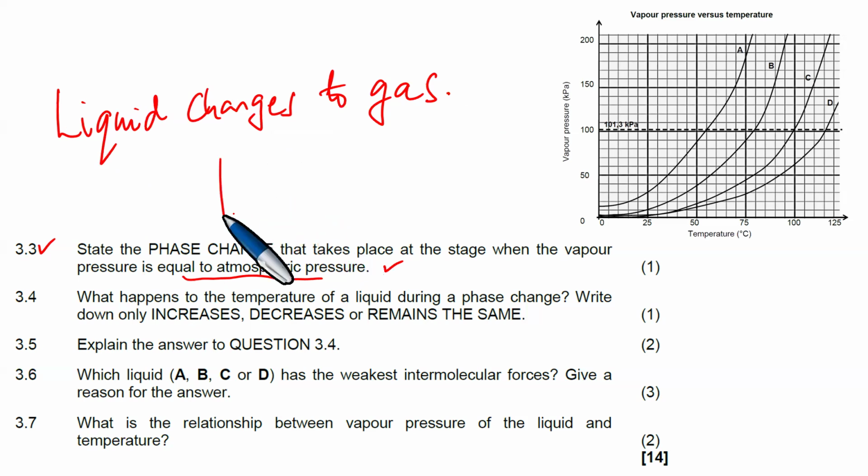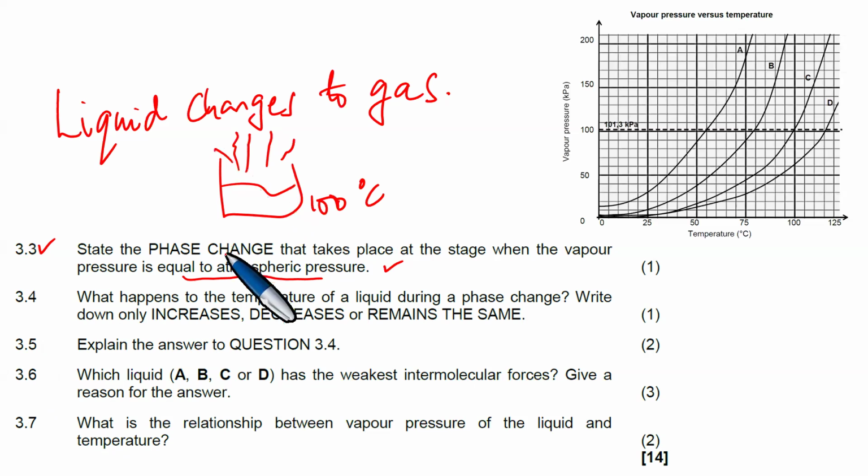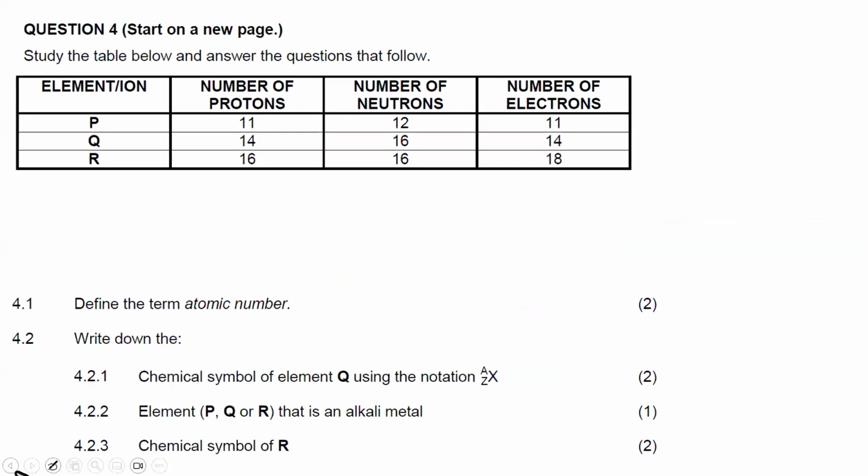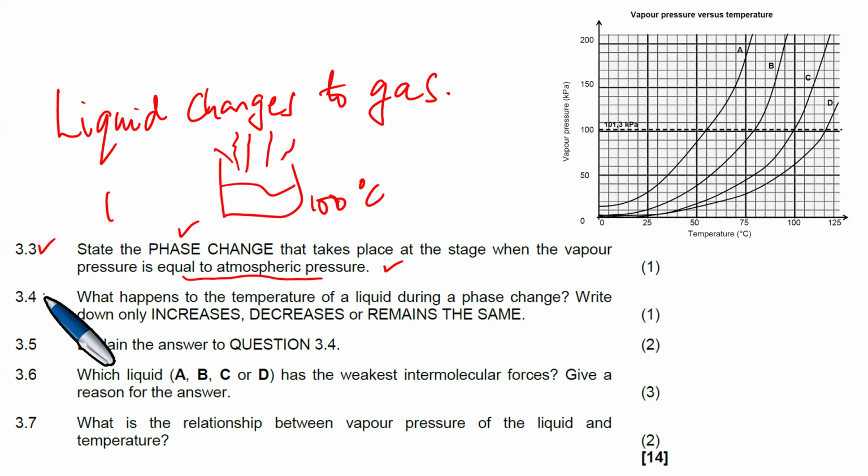So with water, when the temperature of water reaches 100 degrees Celsius, we know very well the water starts going up, then begins to evaporate. And therefore, there's a phase change. The phase change, water changes from liquid to gas. That is the phase change. So the answer to this question, stating the phase change, is liquid changes to gas in 3.3. Let's look at 3.4.